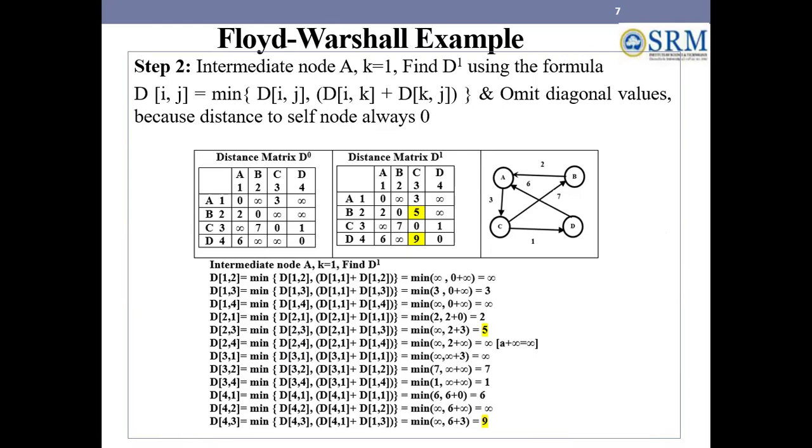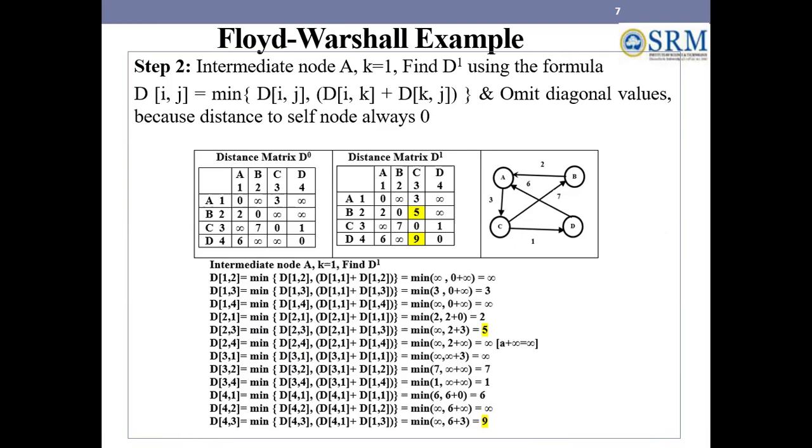Substitute the value. See the change. D of 2 comma 3. The previous value is 2 comma 3. The previous value is infinity. The new value is infinity comma 2 plus 3, 5. So previously there is no direct edge from B to C. Now through A there is an edge, B to A to C. So the distance is 3 plus 2, 5. That is changed.